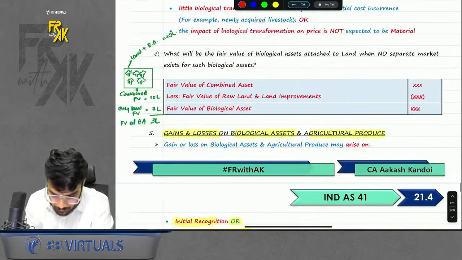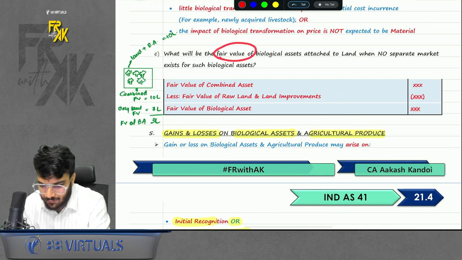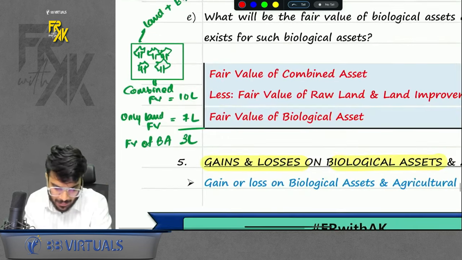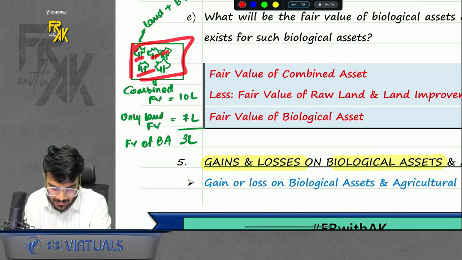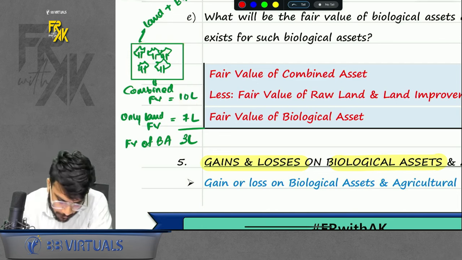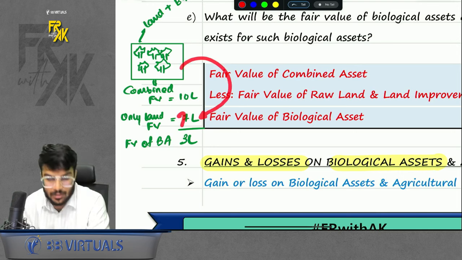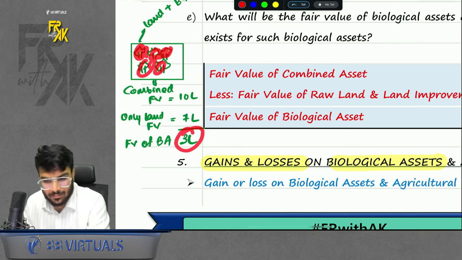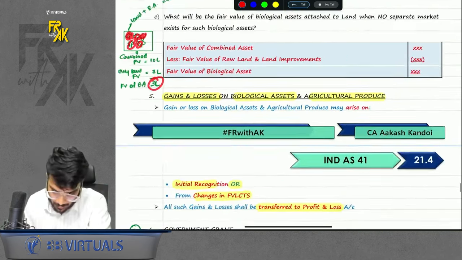Anyways. Next point. What will be the fair value of a biological asset attached to land when no separate market exists for such a biological asset? For this, I give you an example. Let's say I have a land on which I have many biological assets. So I have the combined value of 10 lakhs, and I have the value of only land as 7 lakhs. So if I ask you what is the value of only the biological asset, can you take it as a balancing figure? 3 lakhs, simple.